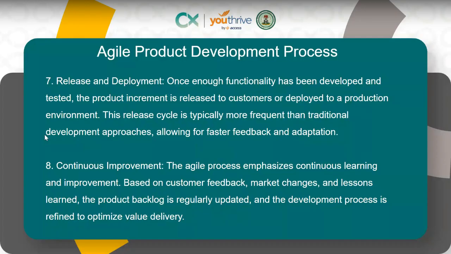All right. So the release cycle is typically more frequent than the traditional development approach. Sometimes there are some apps where in like 2 weeks you can have like four updates that you need to do, and that's good because you are trying to improve on the product. All right. The eighth one says continuous improvement.